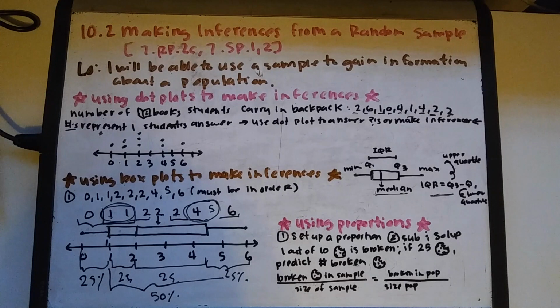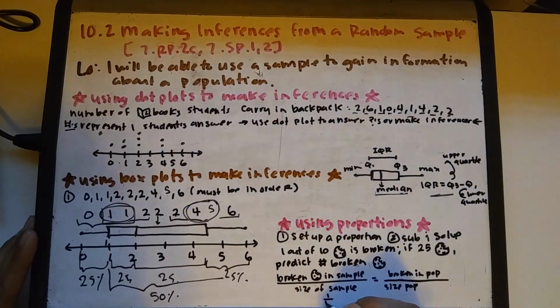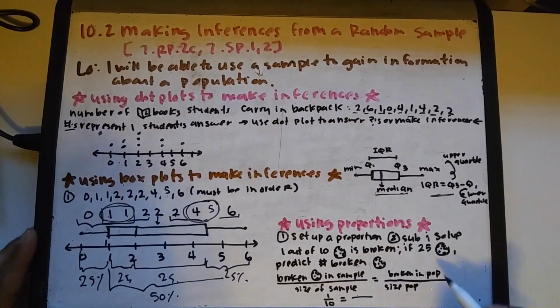Okay, let's go over this. Using proportions to make inferences. So first thing, you're gonna set up a proportion, and then you're gonna substitute and solve. So if I say that I take a sample of 10 cookies, and out of those 10, one is broken. So then I'm going to see, if I have 25 cookies, what is the prediction of how many cookies are going to be broken in those 25. So I'm going to take the broken number of cookies in my sample. So that was 1 out of 10. So it's 1 out of 10. And I'm going to set it up equal to the actual number that now they're giving me. Okay. So I want to see 25.